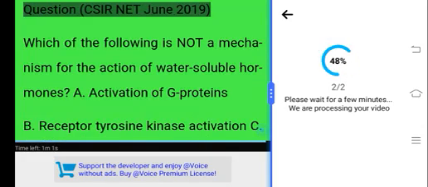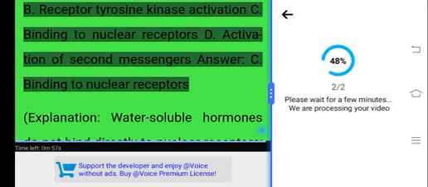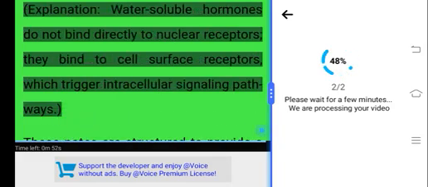Question. CSIR NET June 2019. Which of the following is not a mechanism for the action of water-soluble hormones? A. Activation of G proteins. B. Receptor tyrosine kinase activation. C. Binding to nuclear receptors. D. Activation of second messengers. Answer. C. Binding to nuclear receptors. Explanation. Water-soluble hormones do not bind directly to nuclear receptors. They bind to cell surface receptors, which trigger intracellular signaling pathways.